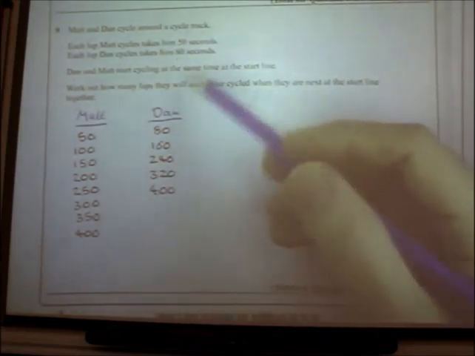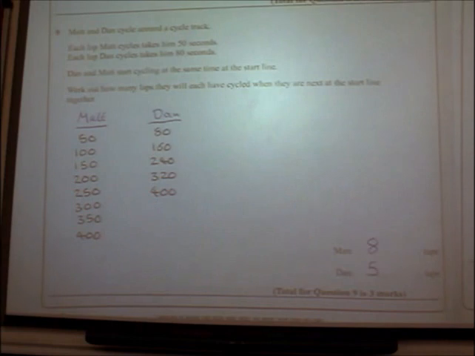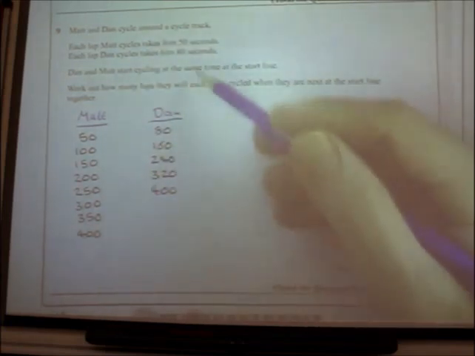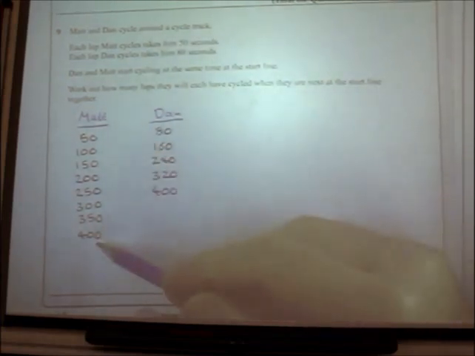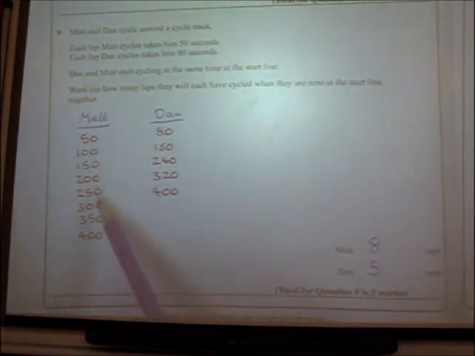Next one. Matt and Dan cycle around a track. Matt can cycle around in 50 seconds, so that's what I've done here. Dan in 80 seconds. They start cycling at the same time at the start line. Work out after how many laps they will have each cycled when they cross the start line together. I've gone down here in multiples of 50 for Matt, multiples of 80 for Dan, and they'll meet up again when it gets to 400. So for Matt, that is 1, 2, 3, 4, 5, 6, 7, 8, and for Dan, it's 5.